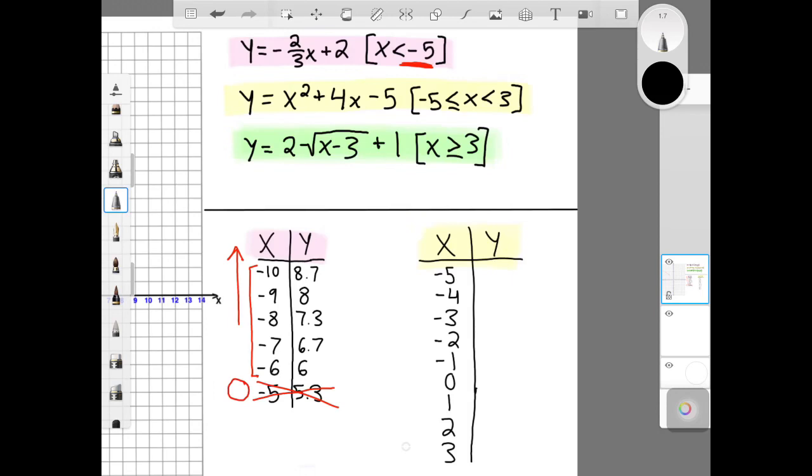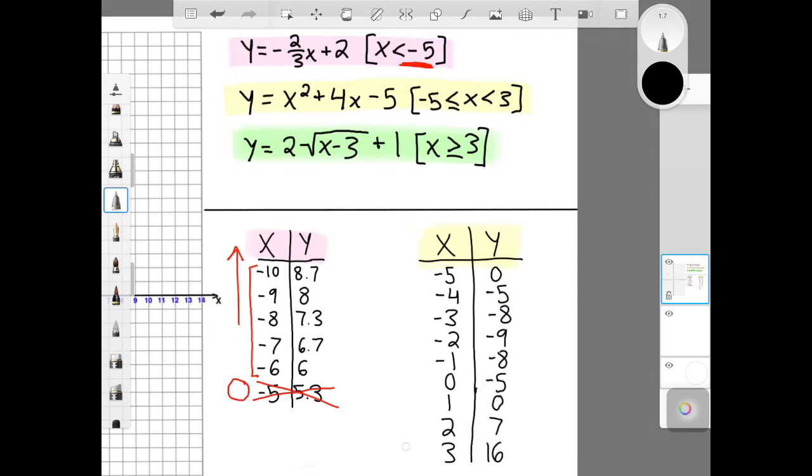The x values in my table will be negative 5, negative 4, negative 3, negative 2, negative 1, 0, 1, 2, and finally 3. I did the same thing as before and plugged x squared plus 4x minus 5 into my graphing calculator, and I looked at the table with the x and y values. I copied down the y values into my table.